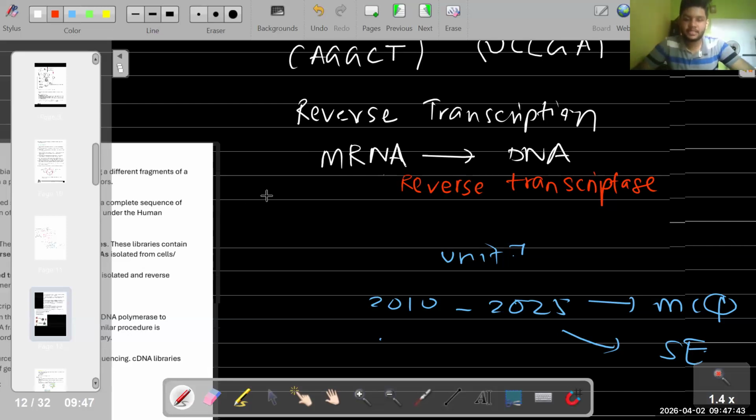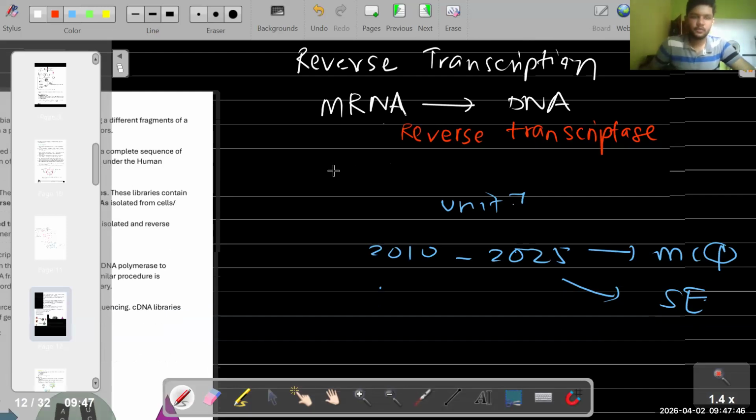That collection of mRNA is called a new word for y'all. What is this word? Transcriptome. So transcriptome means what? Collection of mRNAs isolated from cells. Can you understand? Simply, this is clear, right?